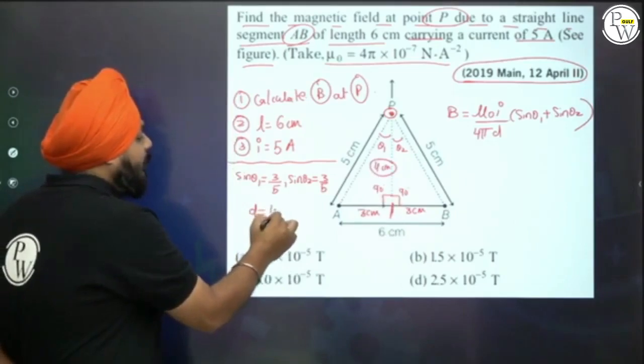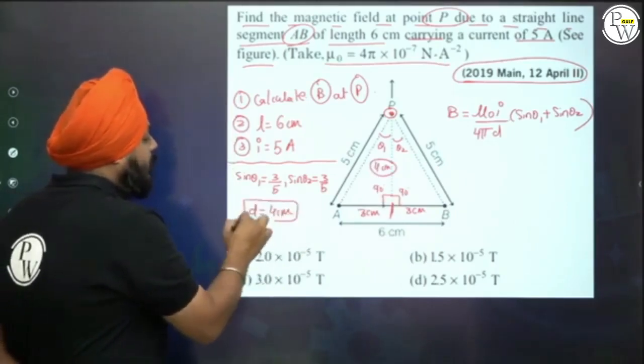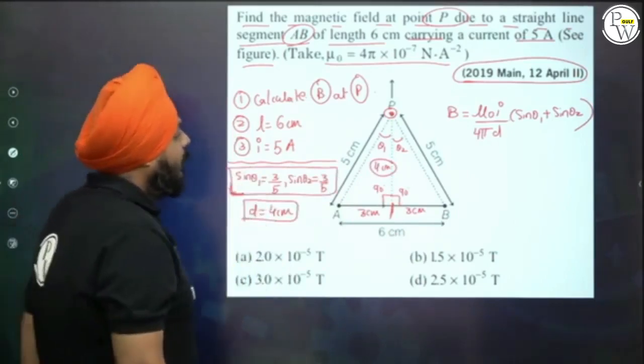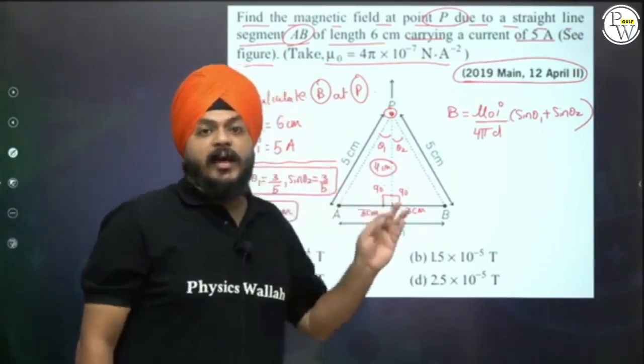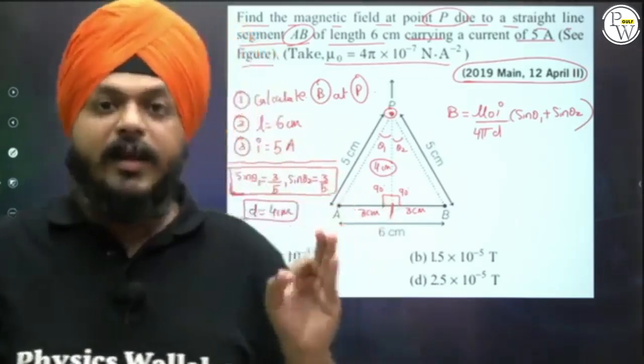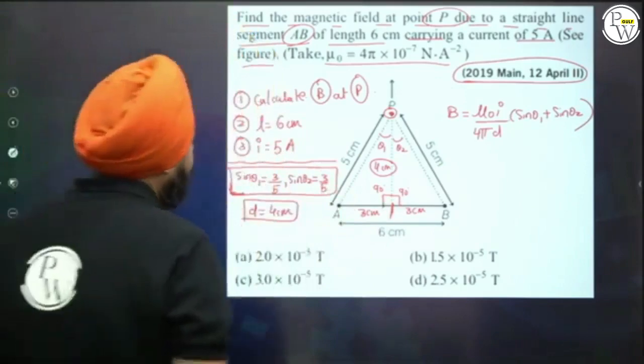So d, we are going to take it as 4 centimeter. These are the two most important data that we are going to use, from the triangle and the simple Pythagoras that we have used.